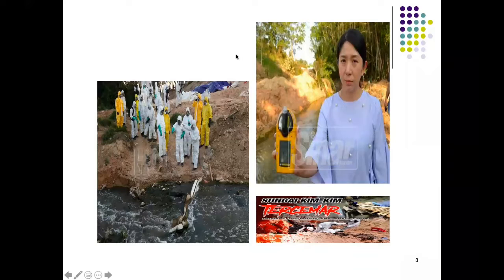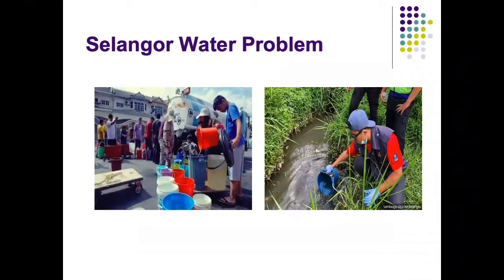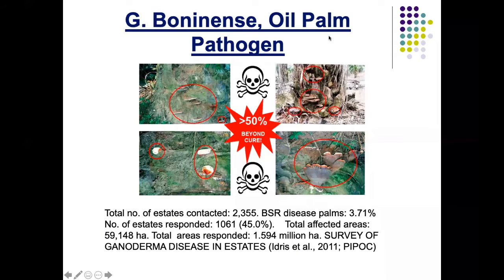We can have a look at a bigger problem. This is what happened last year in Malaysia, a contamination of river. We also have problem with internet connection for remote area. We have definitely a water problem in Selangor and also COVID-19 issue. These are very big problems, but for the practice purposes, let us just consider small problems that you can solve and practice on proposing, practice on constructing a good proposal.